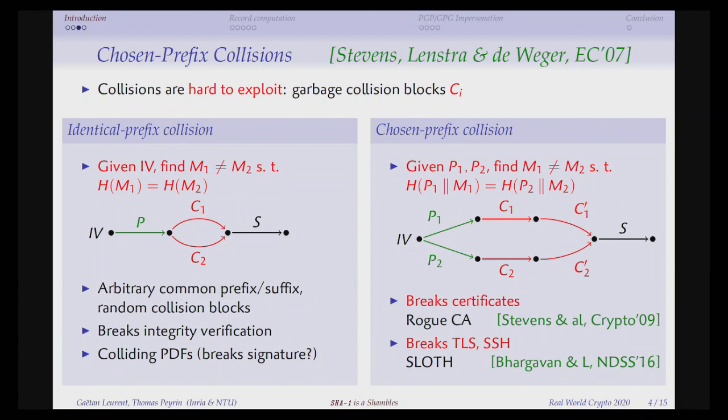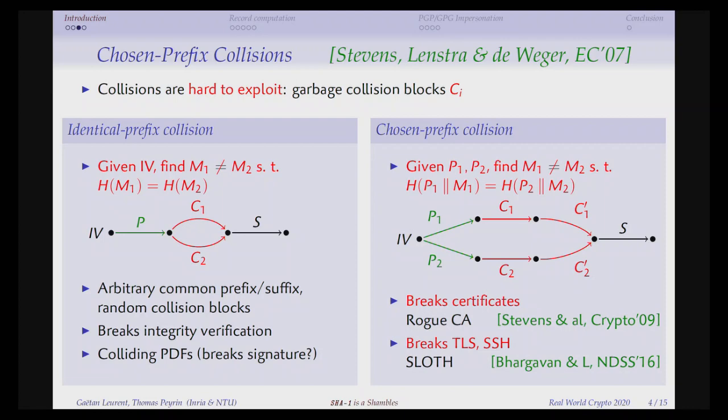So there's a stronger attack that we can consider, and this was first proposed in 2007 by Stevens, Lenstra, and de Weger. And they called this a chosen prefix collision, and this was demonstrated on MD5 at the time. And the idea is to try to start from two arbitrary documents and then to make them collide by just putting some garbage behind each of them. And this is much more powerful because now you can put useful differences in your prefix. So this is really easier to work with, and you can actually break certificates with this, and you can break TLS and SSH. This has been shown in a series of work. But of course, it's much harder to do this type of attack because now you have to start from some arbitrary difference in the state at this point here instead of starting from a zero difference like here.